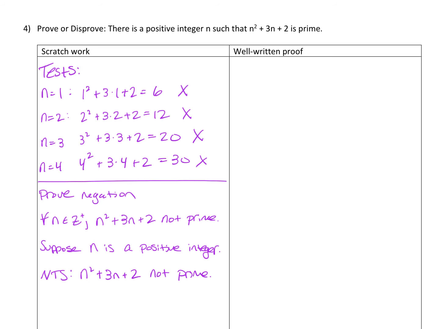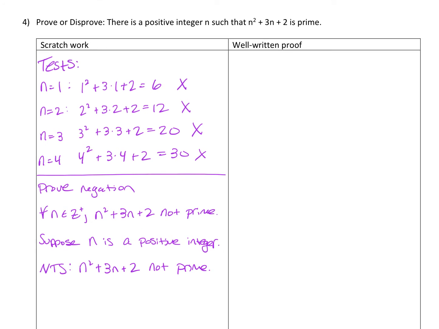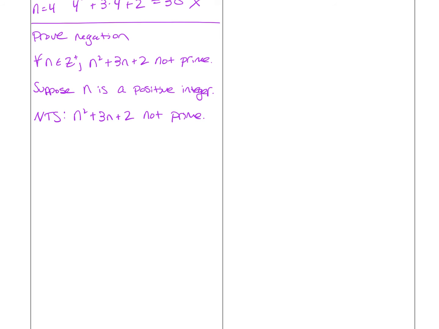So let's play around with n squared plus 3n plus 2 and see what we can say about it. I can factor it. n squared plus 3n plus 2 is n plus 2 times n plus 1. And for a number to be prime, its only factors are itself and 1. So if this thing were prime, one of these would have to be itself, and one of these would have to be 1.